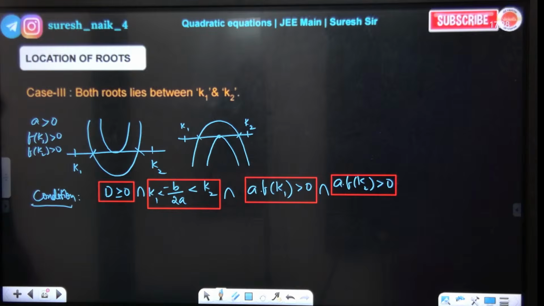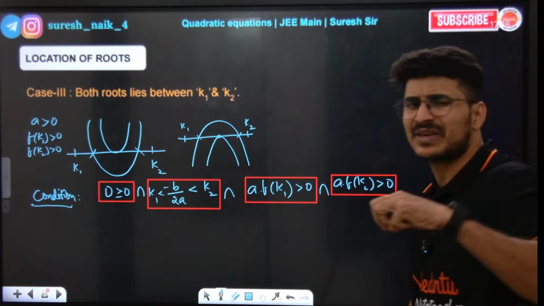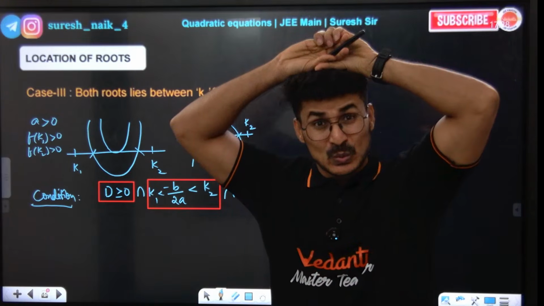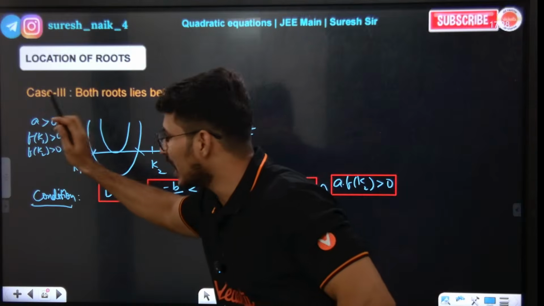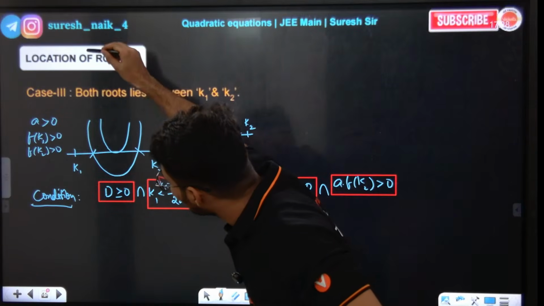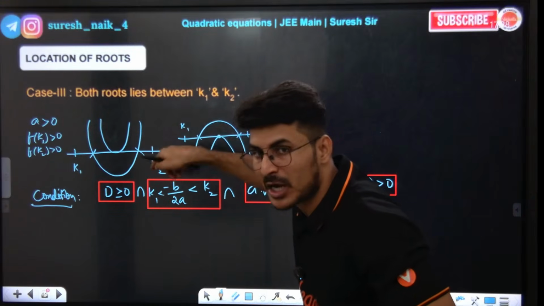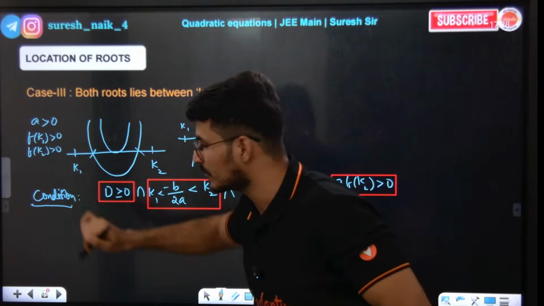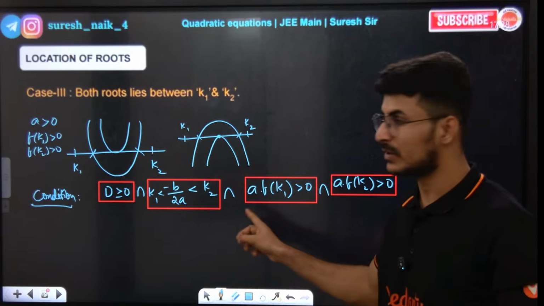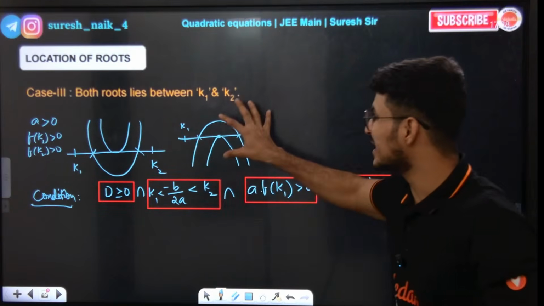Sir, I have a doubt. How is a into f of k1 positive? Arey, a is positive. f of k1, the corresponding value of this k1 will be in the positive y-axis, so positive. The corresponding value of k2 will be in the positive y-axis, so positive. Now what I do is positive into positive, so positive. The same story applies for this graph as well.